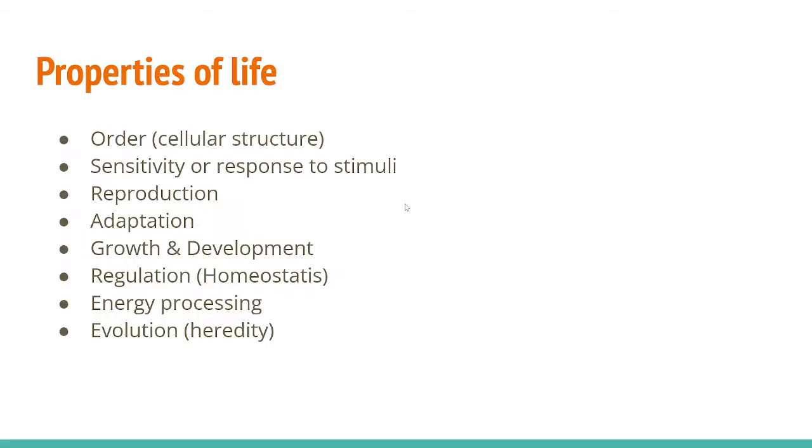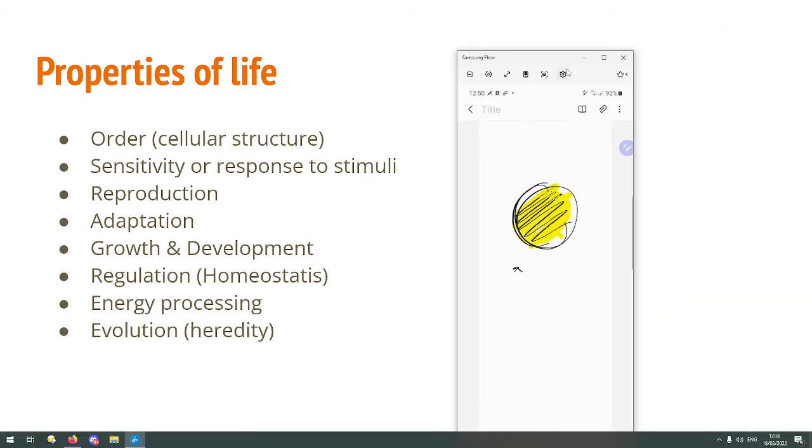So we should look at the properties of life. What should we consider when we think something is alive? So life generally has an order in its cellular structure. And for example, in organics, cellular structure is a hierarchical order. So you have cells, and cells come together to form tissue, and tissues come together to form organs, for example.